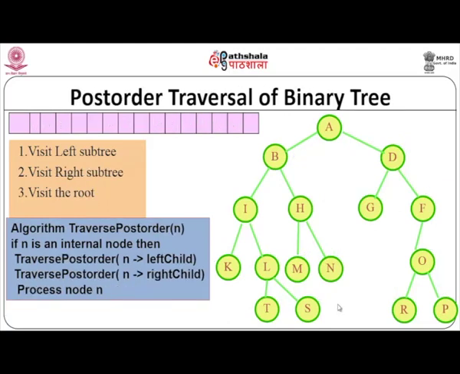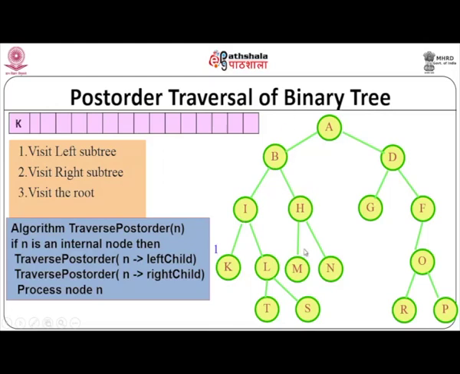Now, same thing we can talk about post-order traversal. In post-order I visit both the children, left, right, and only then process the root. So, for A I have to process B; for B I have to process I first, then H, then come to B.